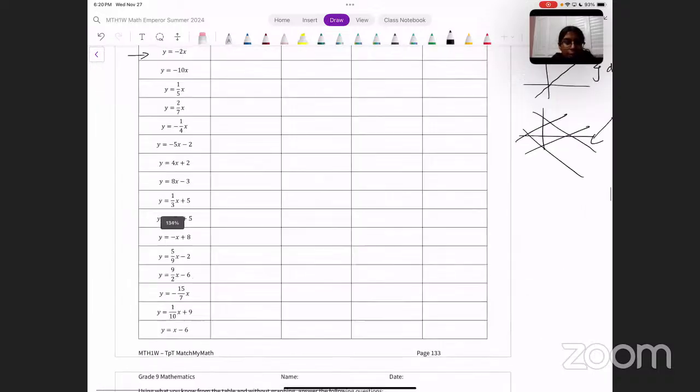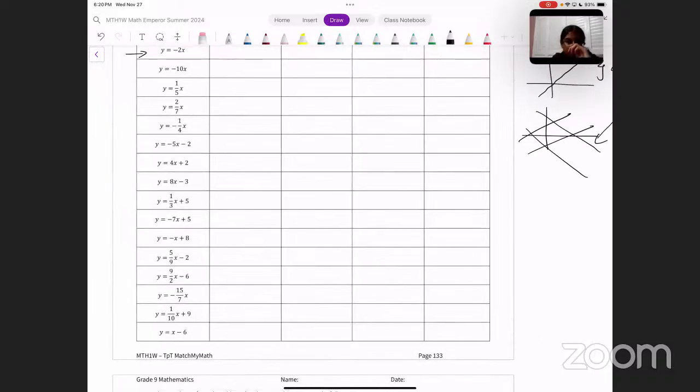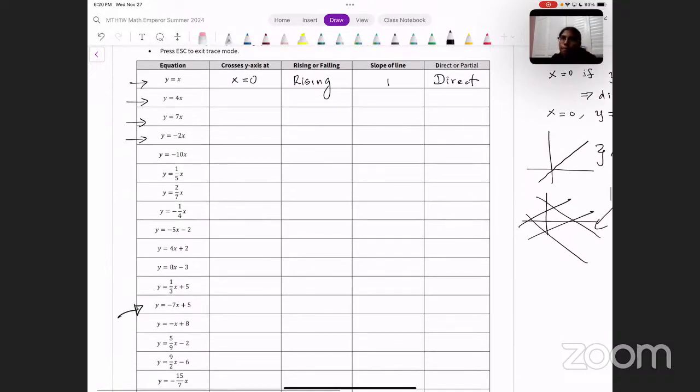Akshara, let's go to the next one. I'm going to ask this one. Where do you find the graph crossing the y-axis, Akshara?